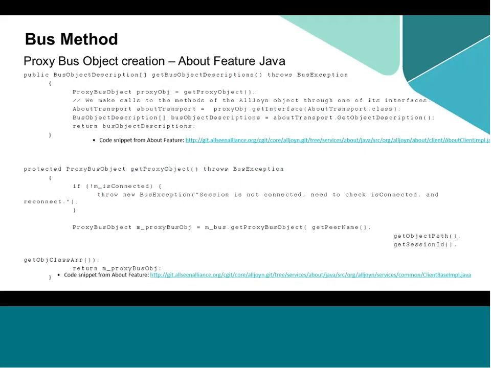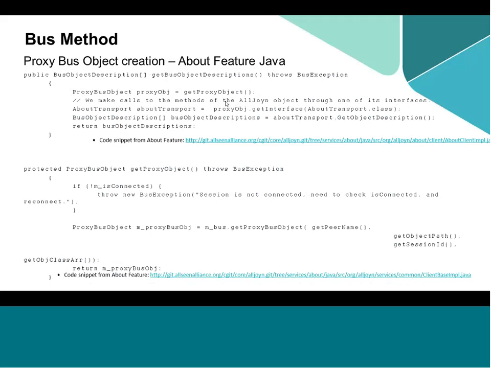In Java, it's slightly different, and it may look a little cleaner, because, again, we've been able to annotate things and set it up in a certain way through the language binding. But what we have here is a get proxy bus object. Now, your code probably won't look exactly like this. This is taken straight from the About feature implementation hosted on get.allseenalliance.org, and so that's why it's set up here into the two methods.